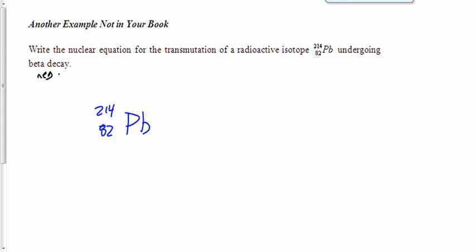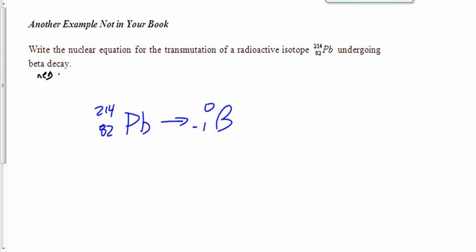The forces aren't the problem now. The energy is the problem. You have too many neutrons. It's energetically unfavorable. What do you do? You change a neutron into a proton and an electron. Here's the electron that's produced. It's got to be on the right-hand side because it's produced.